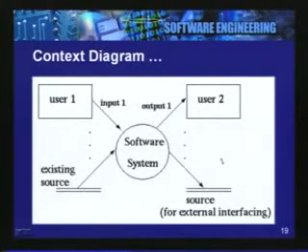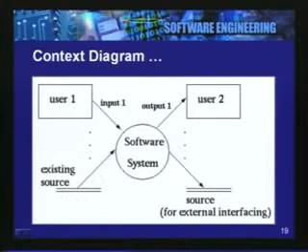Here is a simple example of a context diagram in which the whole software application that we are developing is shown as a single process or a single bubble, and we identify the users, the inputs and the outputs that the system either receives or produces. We also identify existing sources of data. These existing sources contain the data which is useful for our application, but they exist outside.